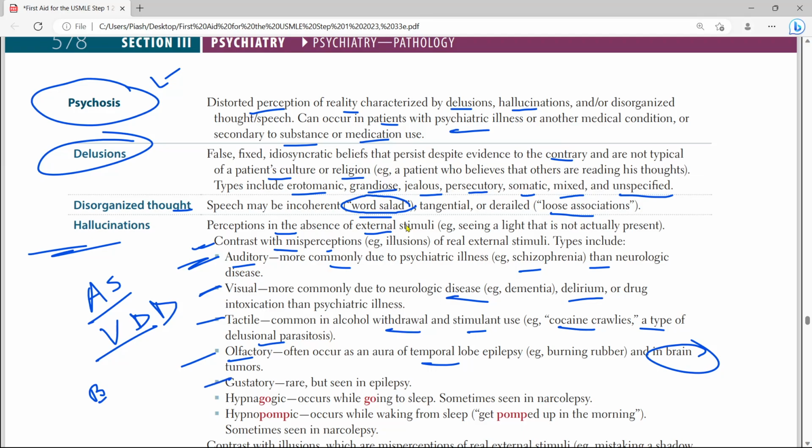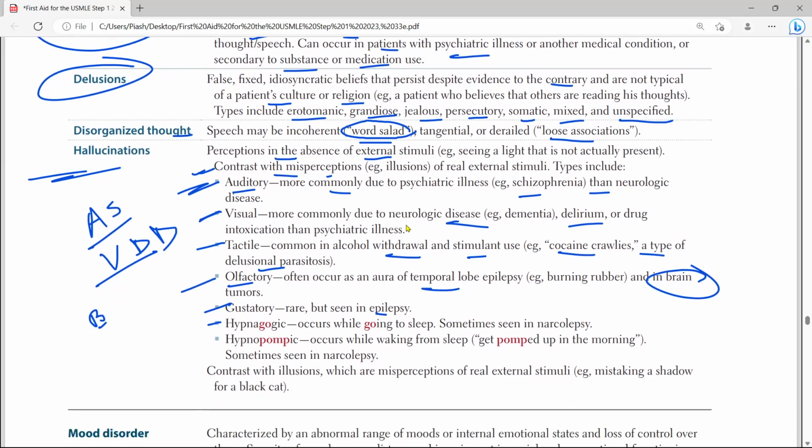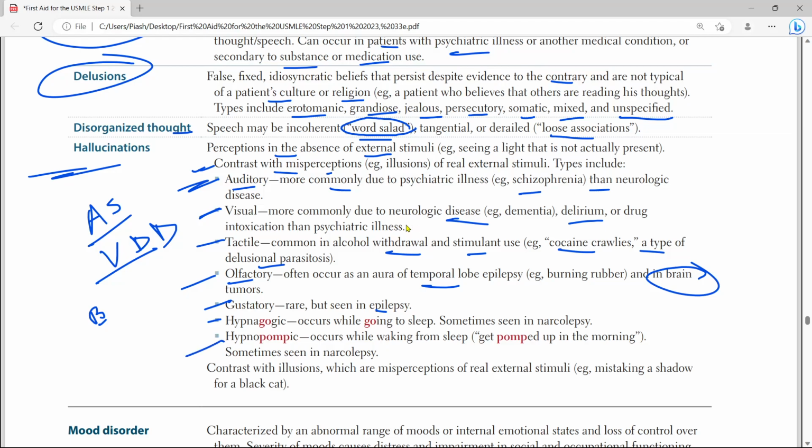Gustatory is seen in epilepsy. Hypnagogic occurs just while going to sleep, and is seen in narcolepsy. Hypnopompic occurs while waking from sleep, also sometimes seen in narcolepsy.